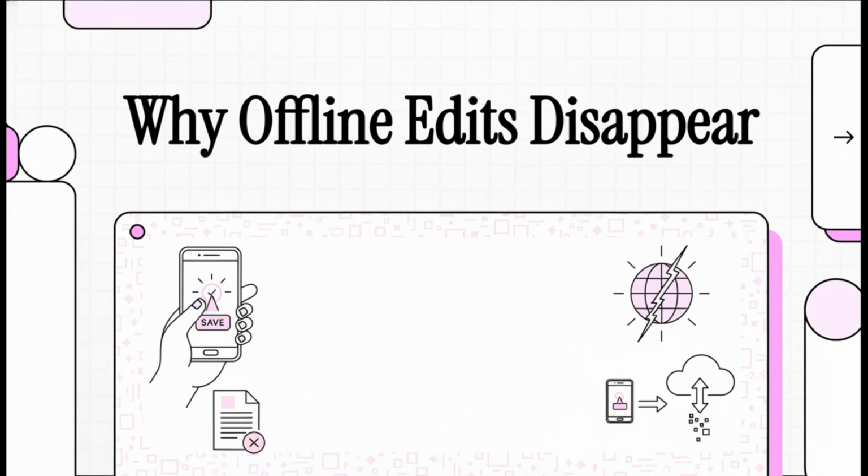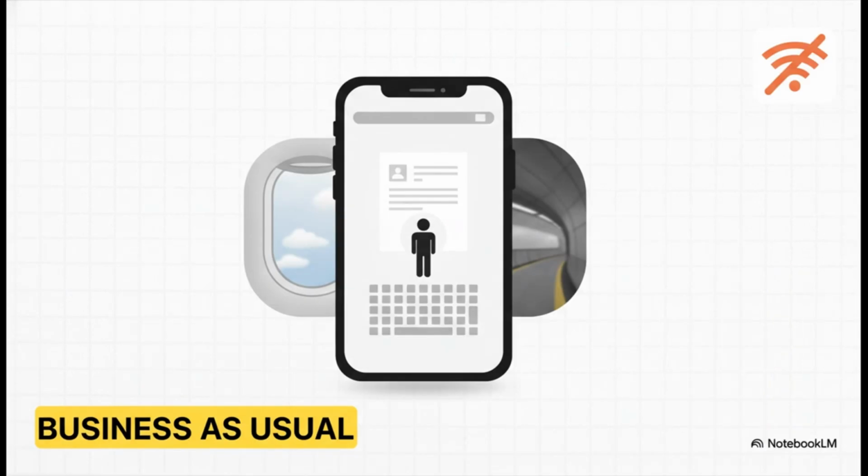You know that feeling, right? You're working on something on your phone, you hit save, and you feel that little bit of relief. But then later on, you find out it's all gone, just vanished. It's so frustrating. So why does a saved file sometimes just disappear? Let's get into it. So picture this.